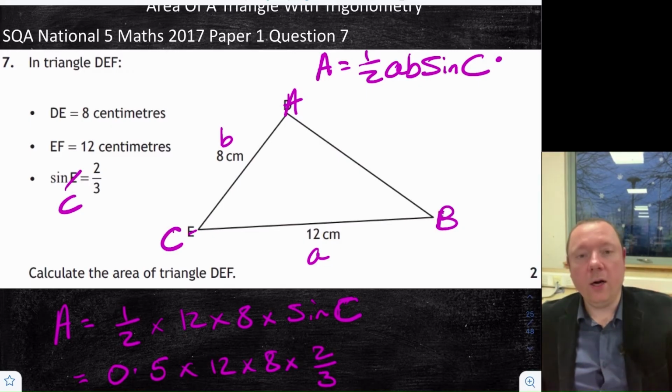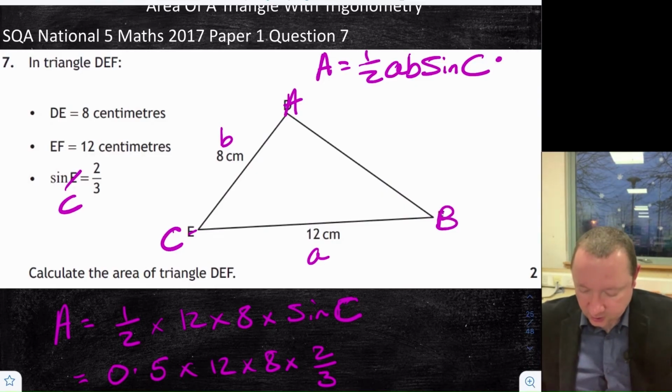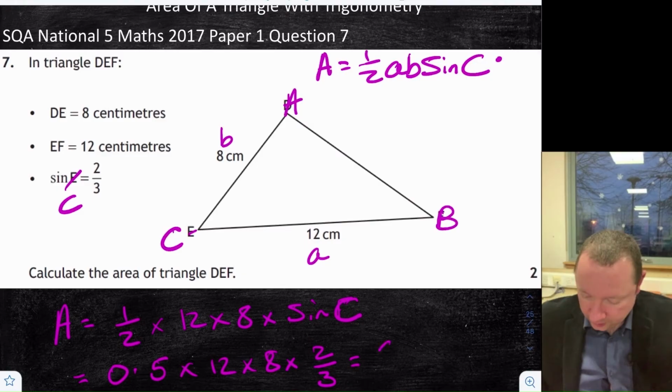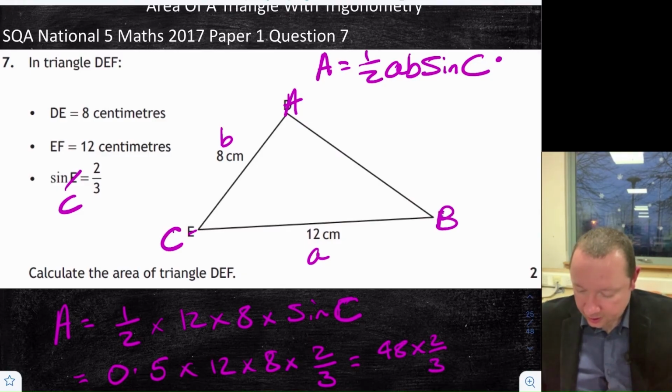I need to do some work here. 0.5 times 12 is 6. 6 times 8 is 48. So quite quickly we get to 48 times 2/3. And then if you divide 48 by 3, 3 goes into 4 one time, with 1 left over, 3 6s are 18, so that's 16 times 2. So our final answer of 32 square units, which is centimetres.